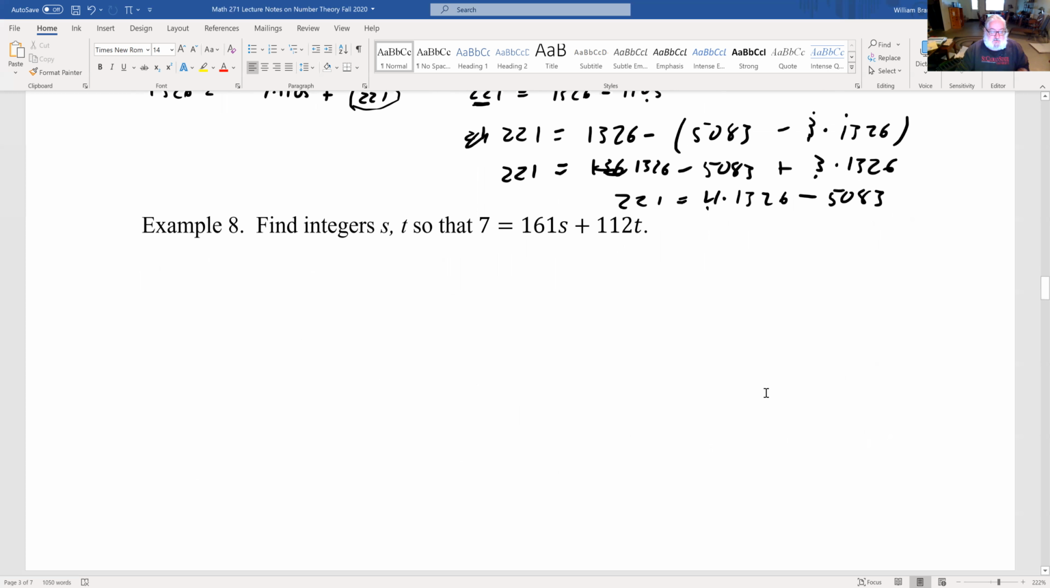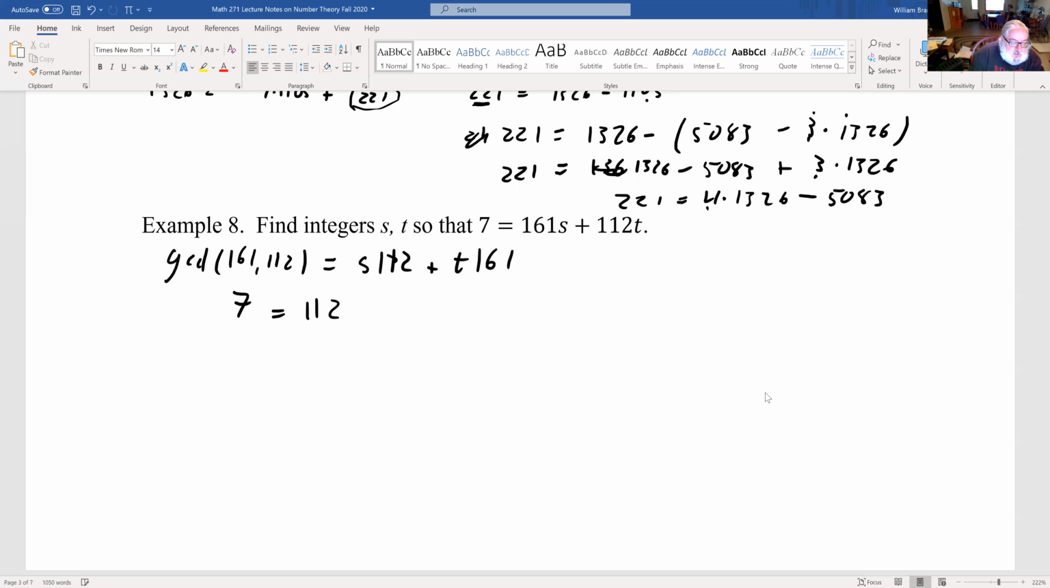So what about this? Find integers S and T. That's 7 equals 161S plus 112T. So what we know is the greatest common divisor of 161 and 112 is equal to, usually S is times the smaller one, 112, and then T is times the bigger one. Right? And we know what the greatest common divisor is because we worked that out. It's 7. It should be 7 equals 112S plus 161T. So I should have had these backwards. Okay.